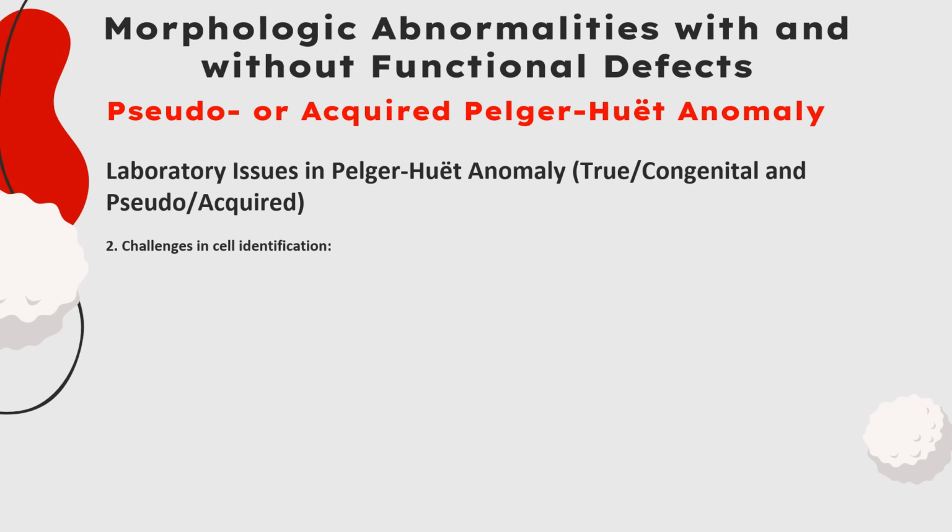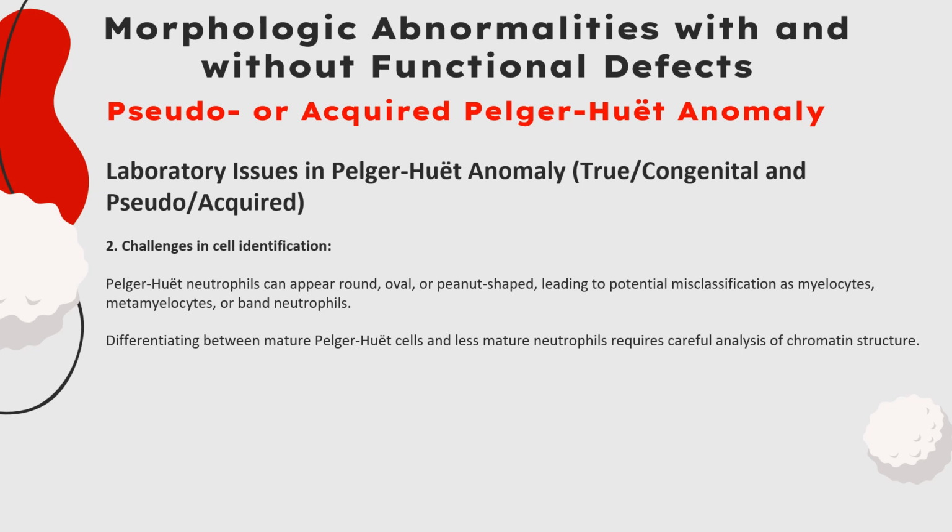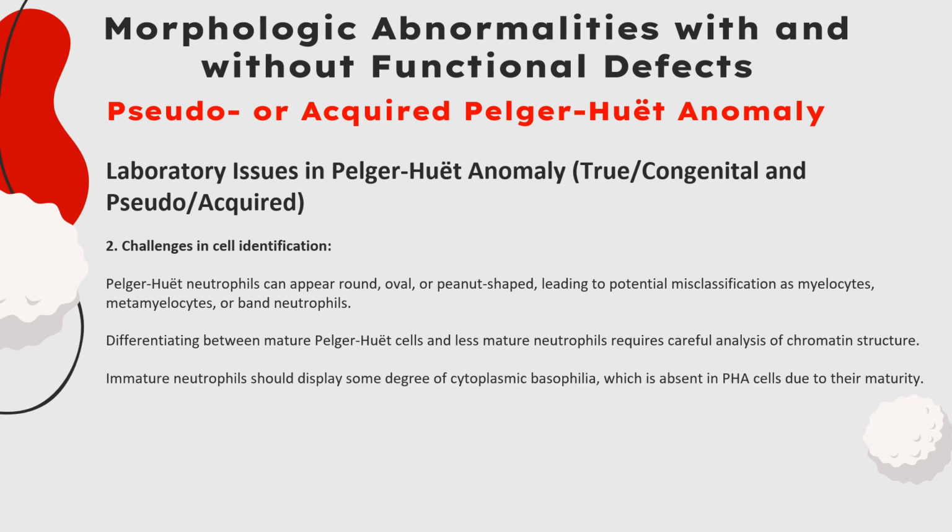The process of cell identification itself comes with its own set of challenges. Pelger-Huët neutrophils can have different shapes, round, oval, or peanut-like, leading to potential misclassification as myelocytes, metamyelocytes, or band neutrophils. Differentiating between mature Pelger-Huët cells and less mature neutrophils requires careful analysis of chromatin structure. Immature neutrophils should display some degree of cytoplasmic basophilia, which is absent in PHA cells due to their maturity.